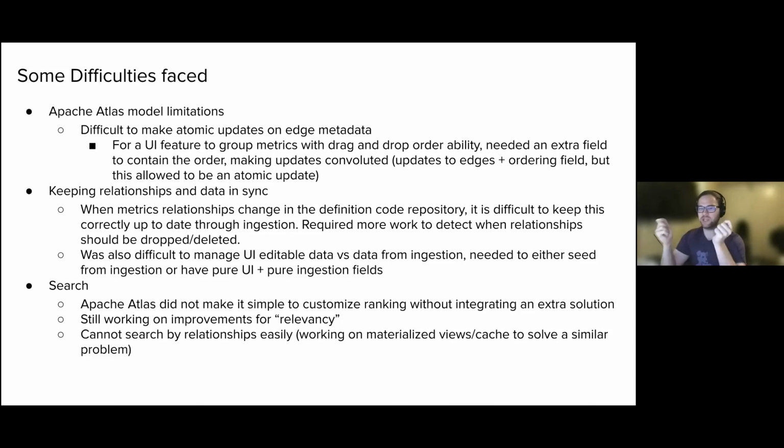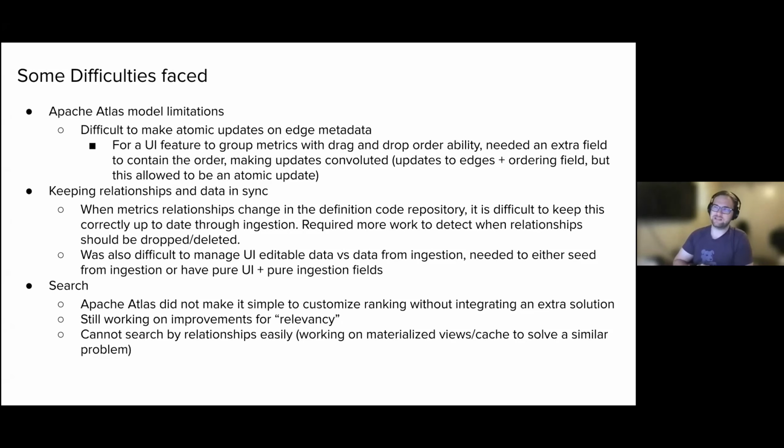We had to have a duplication, having a separate field that actually had the ordering of it, because the limitation was doing atomic updates. We weren't able to edit the edges to have this ranking value. So we needed to add one more extra field within the model to be able to store that. But at least we actually were able to get an atomic update.